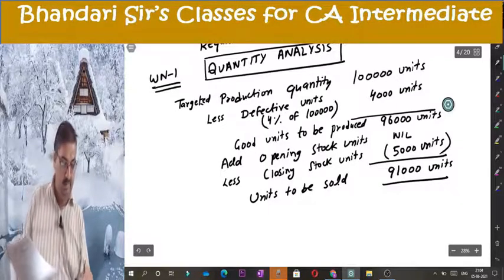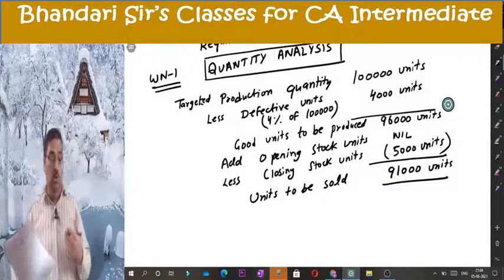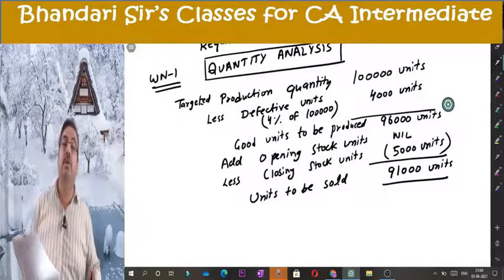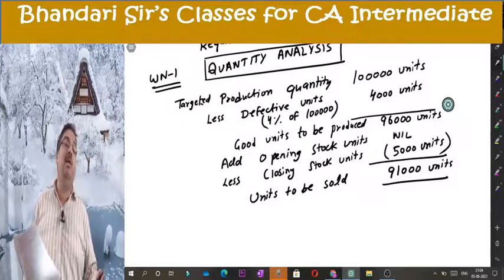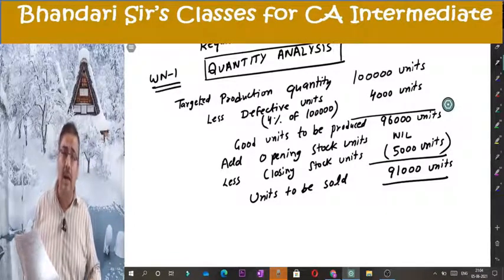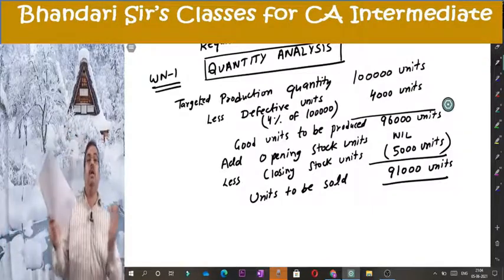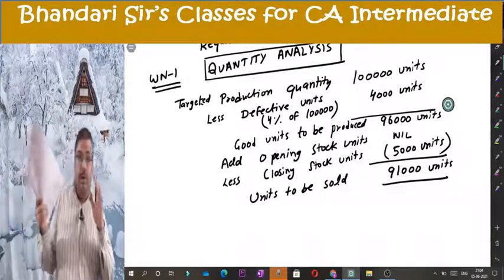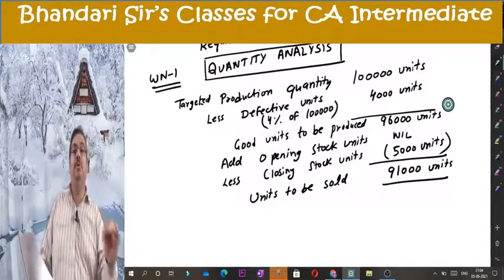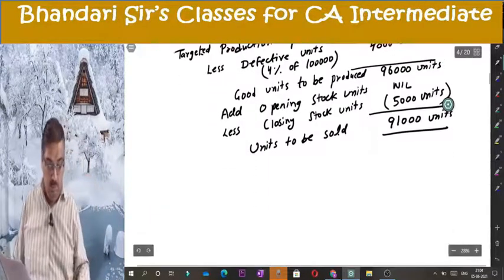Add opening stock is nil. If I produce good units 96,000, out of that I will keep 5,000 as closing stock. I will be able to sell only 91,000 units. There is no rectification of the formula. It is very logical. I produce total 1 lakh units, 4,000 are defective, 96,000 good units. Out of this 96,000, 5,000 I keep in my closing stock. I am able to sell only 91,000 units. Working note 2.